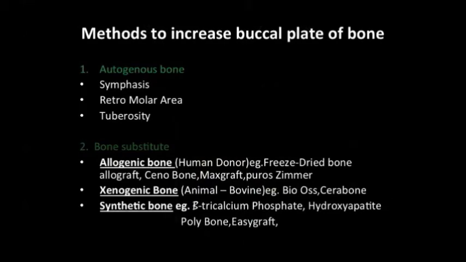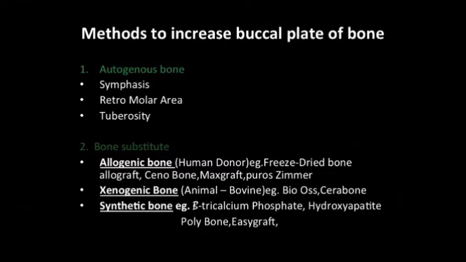And there are many ways to increase this buccal plate of bone, and many techniques have been discussed before in lots of studies and lots of literature. The golden rule for this augmentation is autogenous bone, which is bone taken from the patient himself. For this autogenous bone, we have many places to take bone from. The most common areas are the symphysis area, the retromolar area, and the tuberosity area. When we take this bone from the patient, this is the patient's own bone. It can be augmented anywhere, and it can be placed at any part of the jaw.